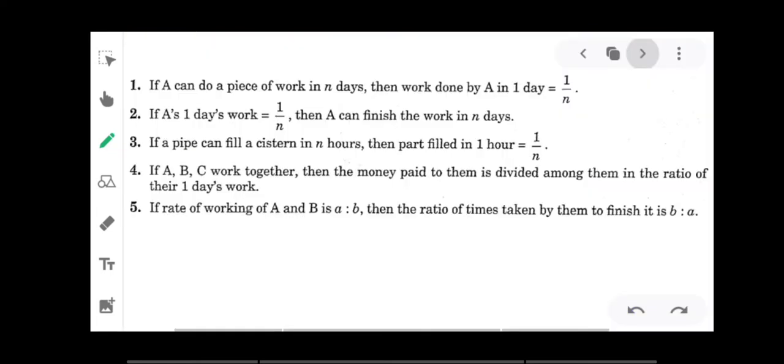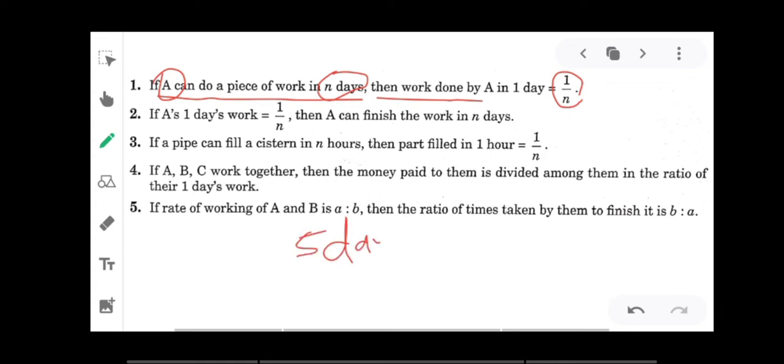So in this chapter, first you have to learn some basic formulas, then we'll solve some questions. The first formula: if A can do a piece of work in n days, then work done by A in one day equals 1 upon n. For example, if A can complete the work in 5 days, then work done by A in one day will be 1 upon n, that means 1 by 5. Clear?